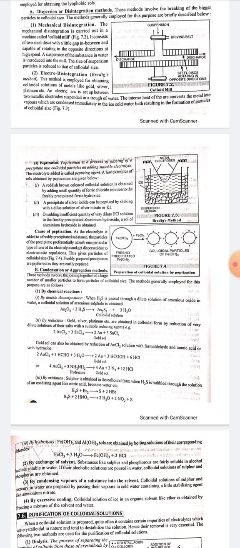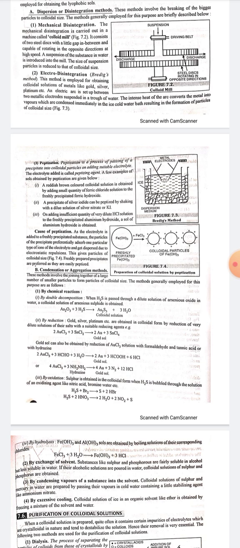By oxidation: sulfur is obtained in colloidal form when H2S is bubbled through a solution of an oxidizing agent like nitric acid, bromine water, etc. H2S plus Br2 gives S plus 2HBr. H2S plus 2HNO3 gives 2H2O plus 2NO2 plus S.